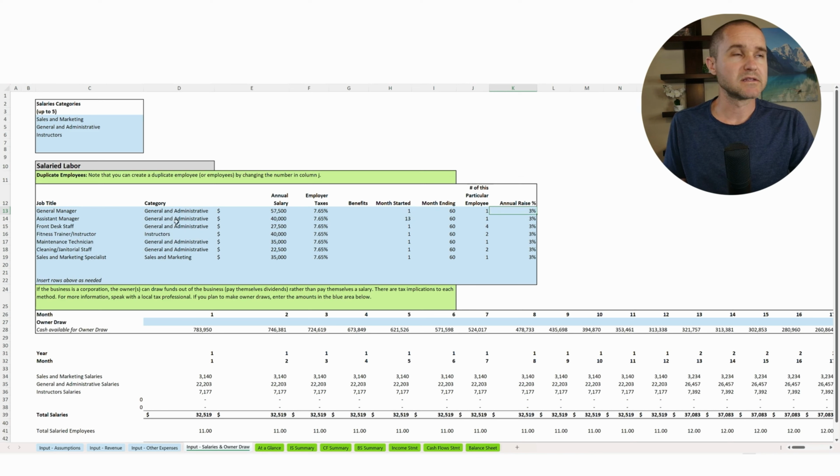So for example, let's say we start with a general manager, but we don't hire this assistant manager until the beginning of year 2, or month 13. And then the front desk staff, let's say you have several front desk staff, so you can set that to 4. We have 4 front desk staff all at this same salary level, and so on, right? So you can see the different salary positions we have in there.